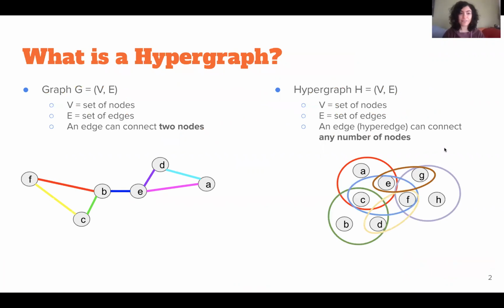So what is a hypergraph? A graph is a set of nodes and a set of edges where an edge can connect two nodes. A hypergraph is a generalization of a graph where an edge, or a hyperedge, can connect any number of nodes. For example, on this figure on the right, we have a hypergraph, and a red circle is a hyperedge that is connecting nodes A, C, and E.